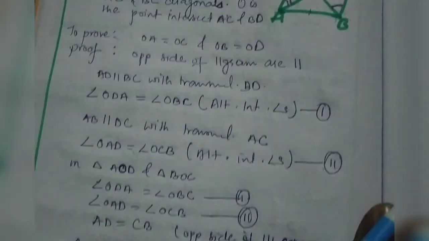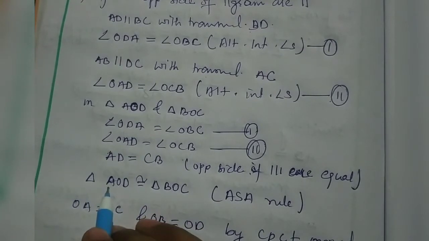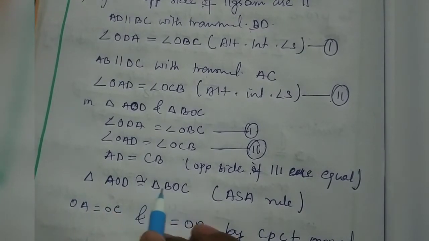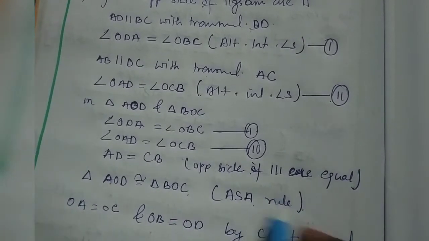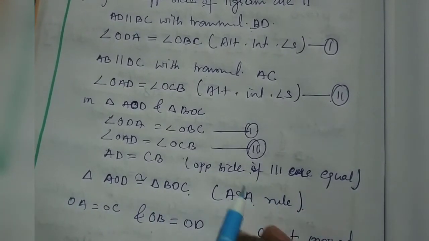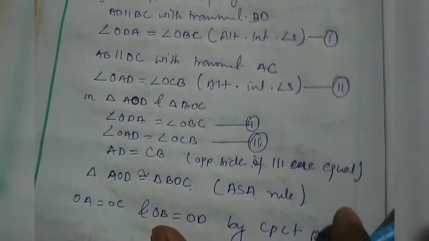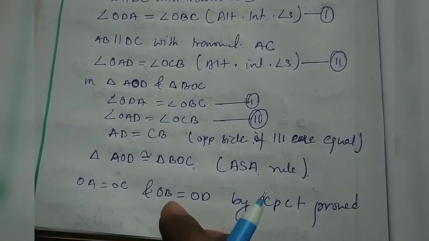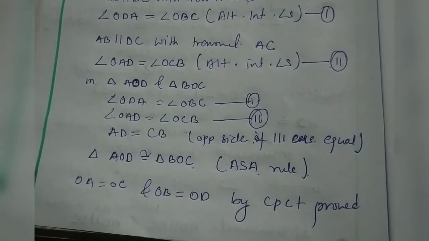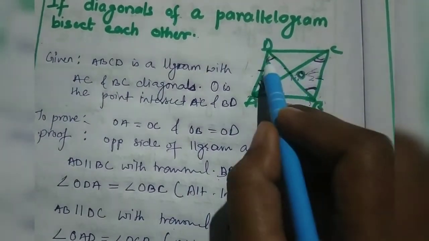So at last we found that triangle AOD is congruent to triangle BOC by the ASA rule: angle, side, angle. These two are the angles and these are the sides. And at last, with the help of CPCT, we proved that OA is equal to OC and OB is equal to OD. This equals this and this equals this.